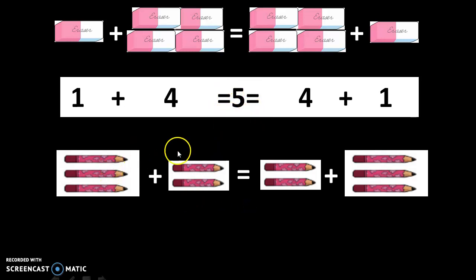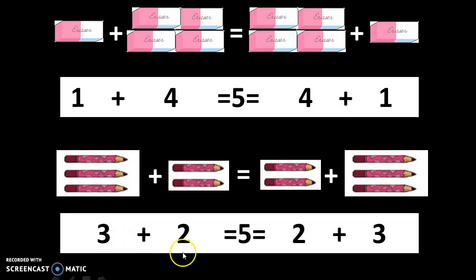And next is 3 plus 2 is equal to, is same as, 2 plus 3. When we change the order, when the second one comes first and the first one comes second, you get the same answer. 3 plus 2 is equal to 2 plus 3, both are 5. The same answer you are getting if you change the order also.